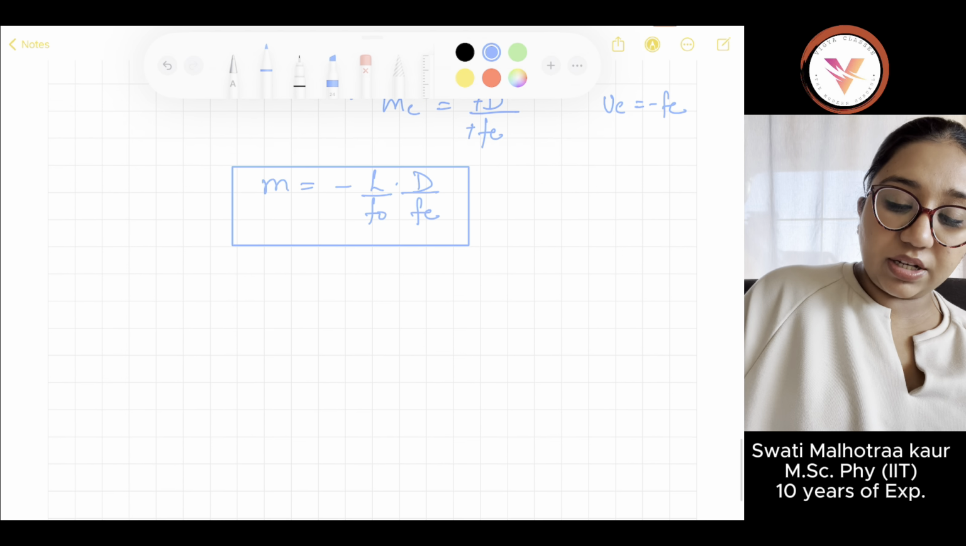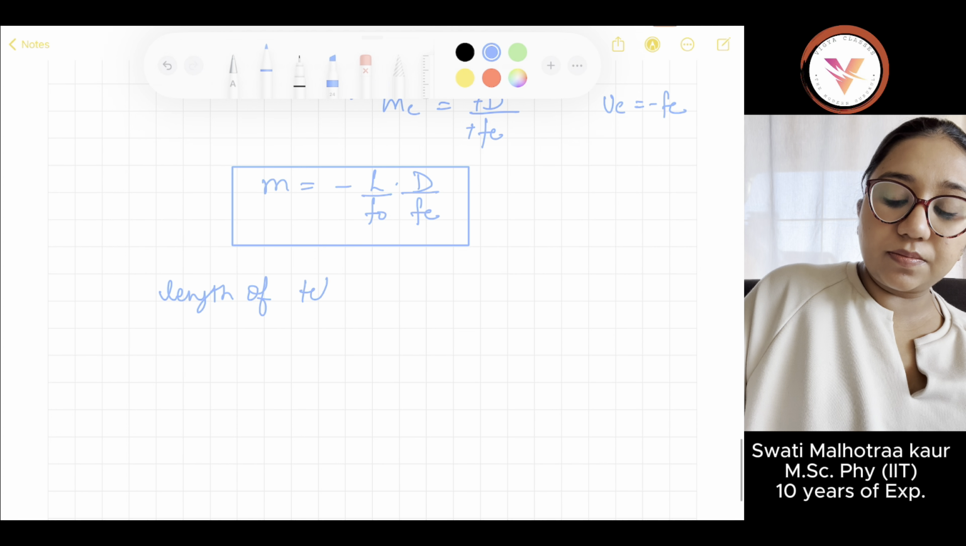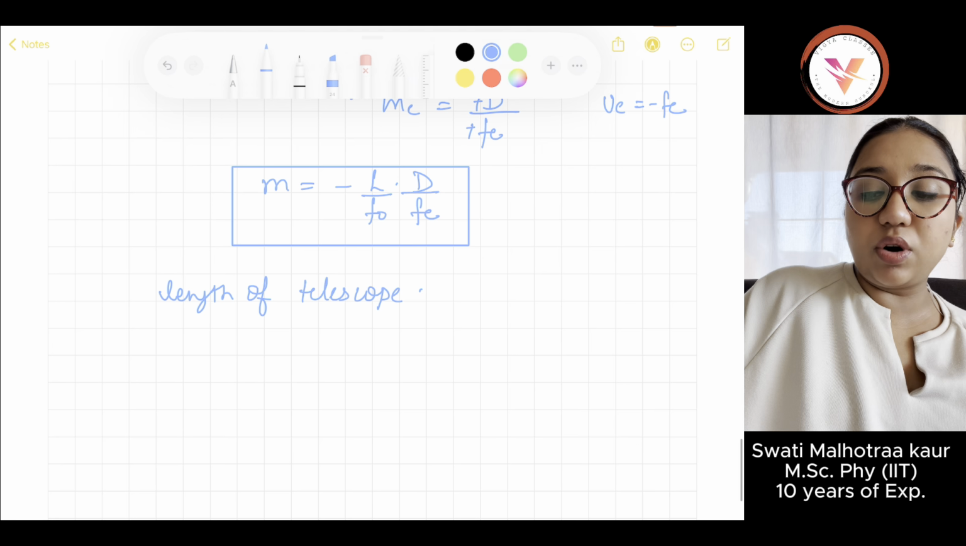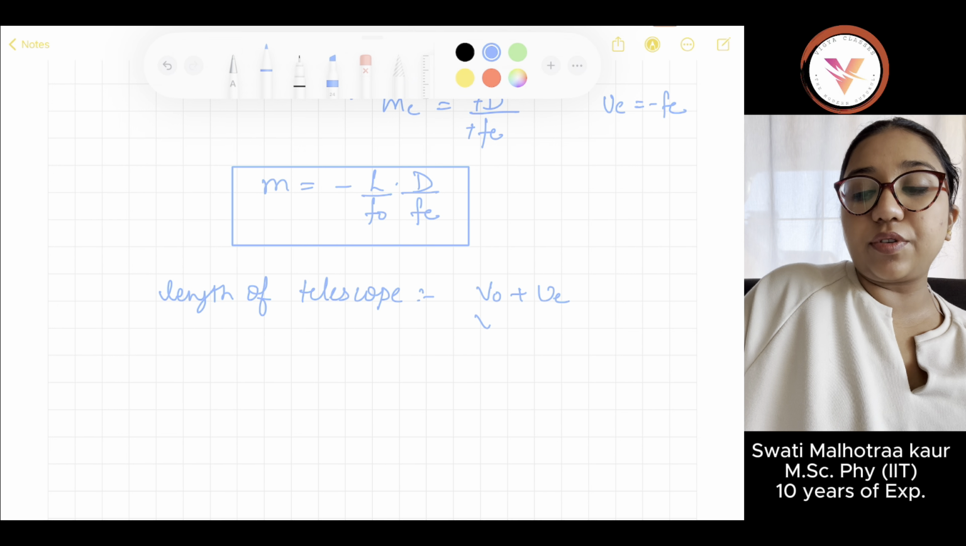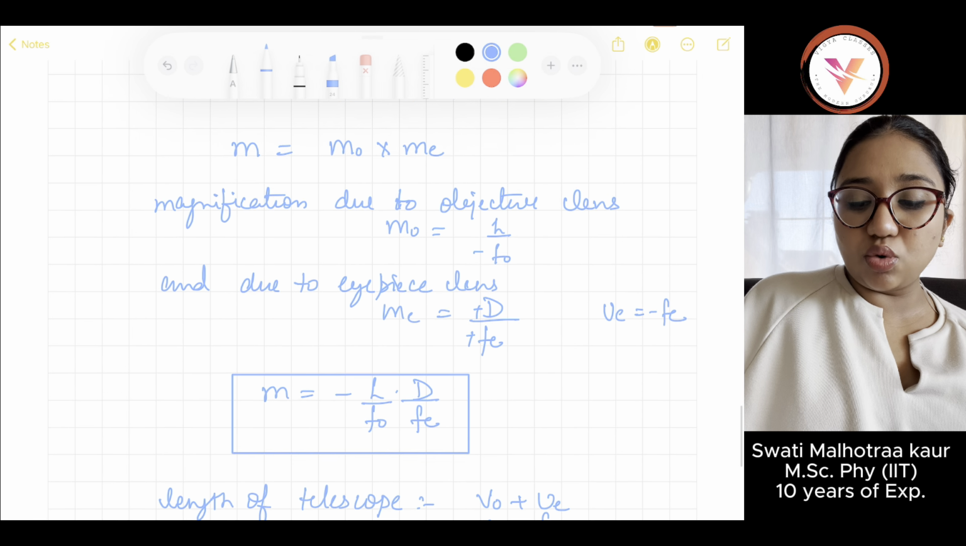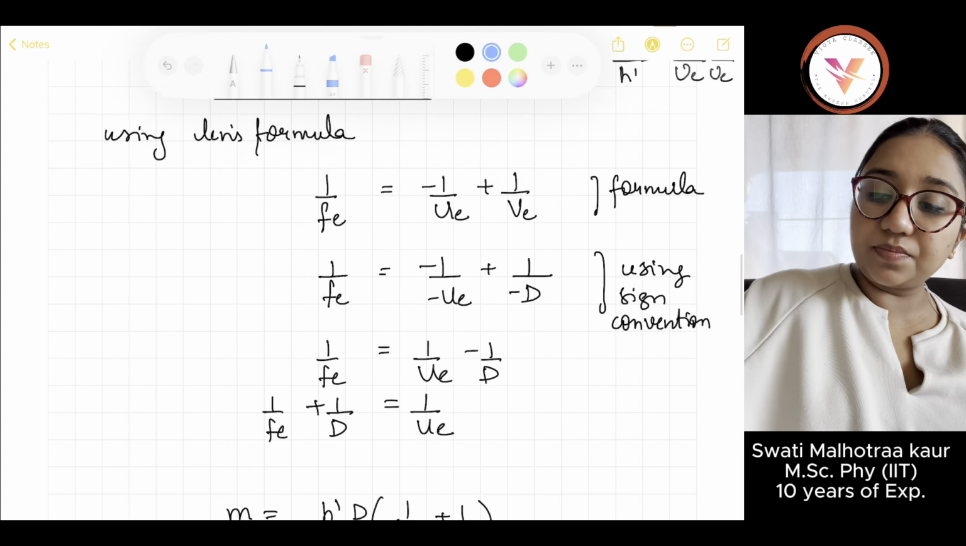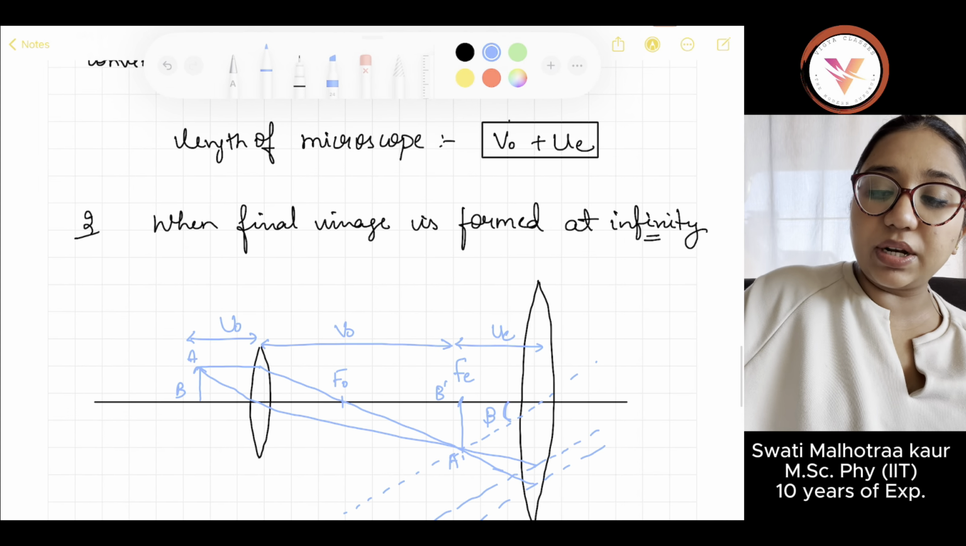And here if they ask for the length of telescope, then you can simply write what? VO plus UE, and here UE is FE. Simple. Okay, so this is microscope, basic two things, and this at infinity is also called as normal adjustment.